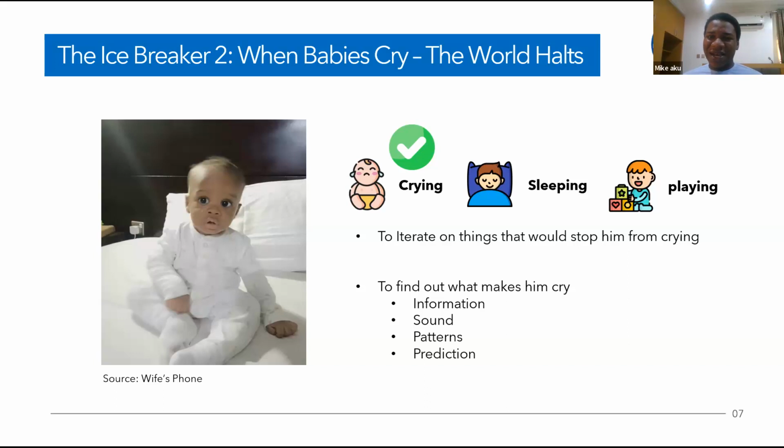So the thing is that when toddlers or babies or infants cry, because they can't speak, you have to iterate and find out what's wrong, and you're going around in circles, like, try this or try that.